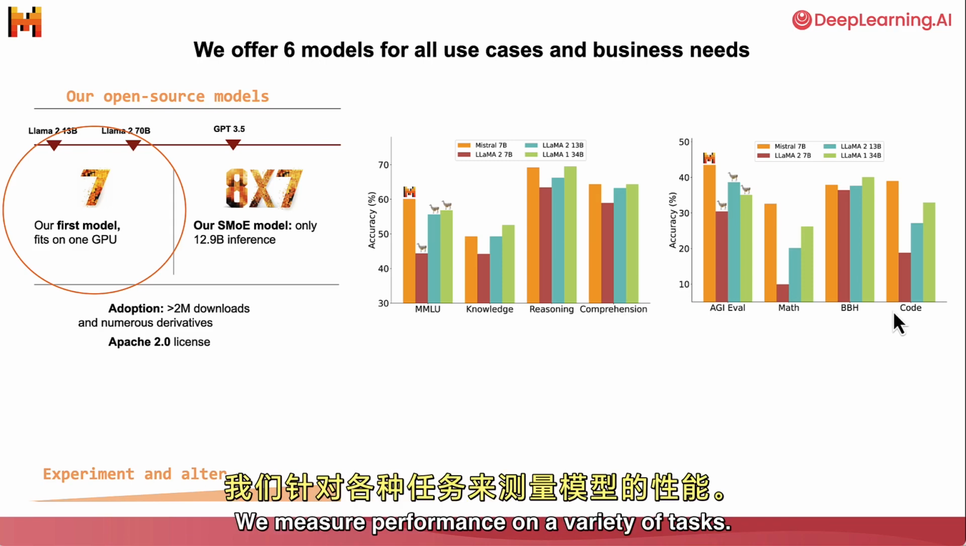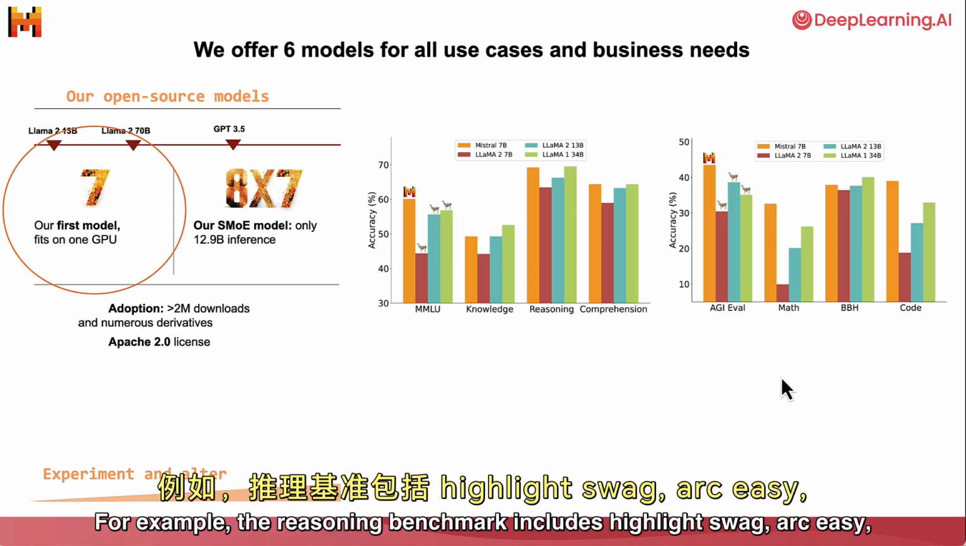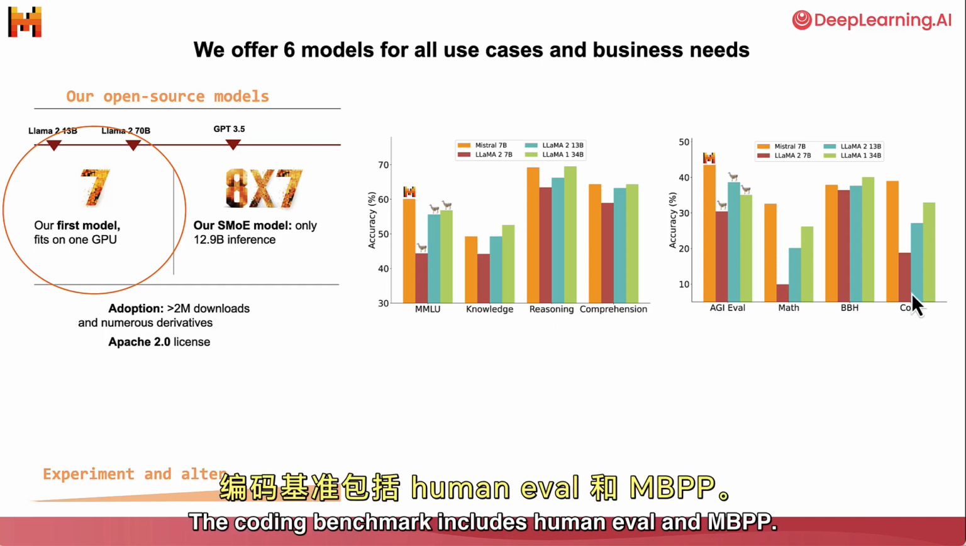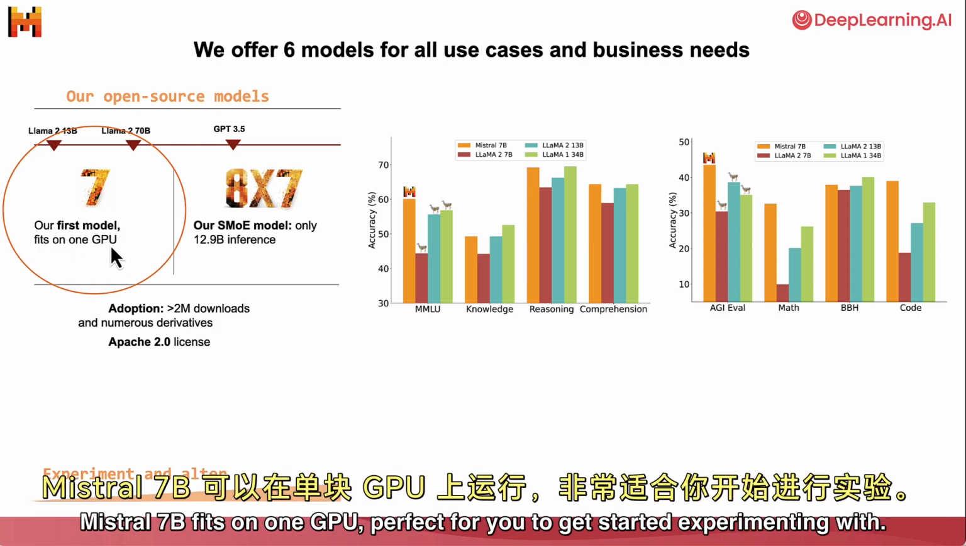We measure performance on a variety of tasks. For example, the reasoning benchmark includes HellaSwag, Arc Easy, Arc Challenge, and other tasks. The coding benchmark includes HumanEval and MBPP. Mistral 7B fits on 1 GPU, perfect for you to get started experimenting with.